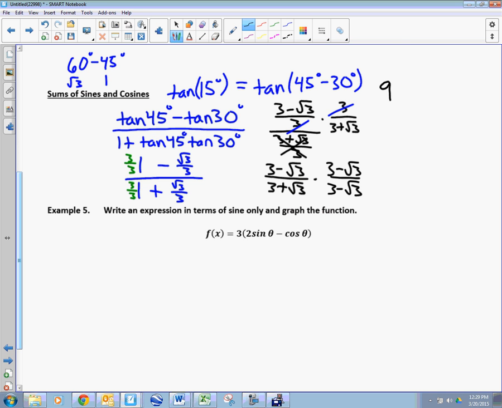Sorry about that. 9, and then you have 3 times negative root of 3 plus 3 times negative root of 3 will make negative 6 roots of 3. Yes?